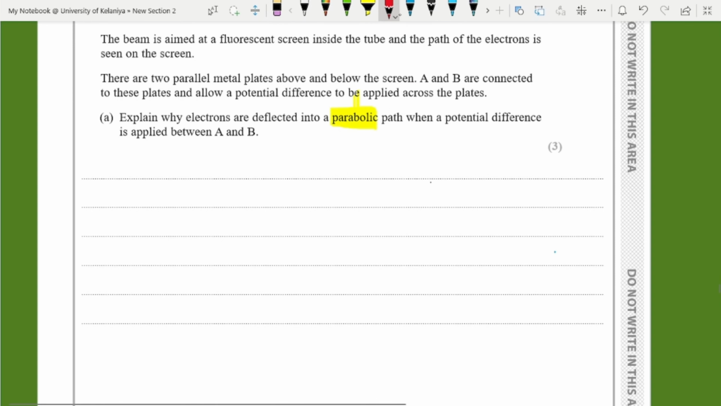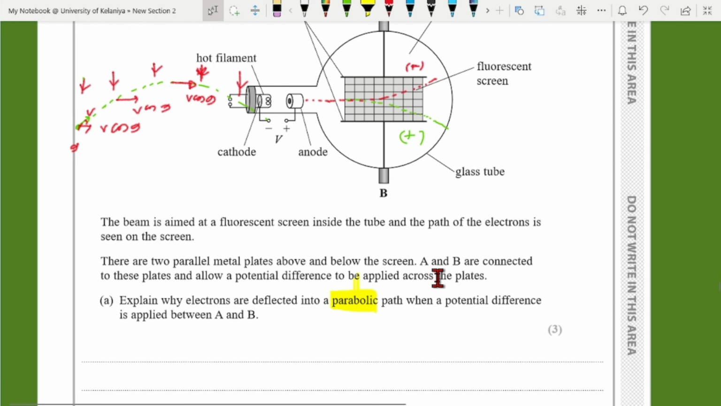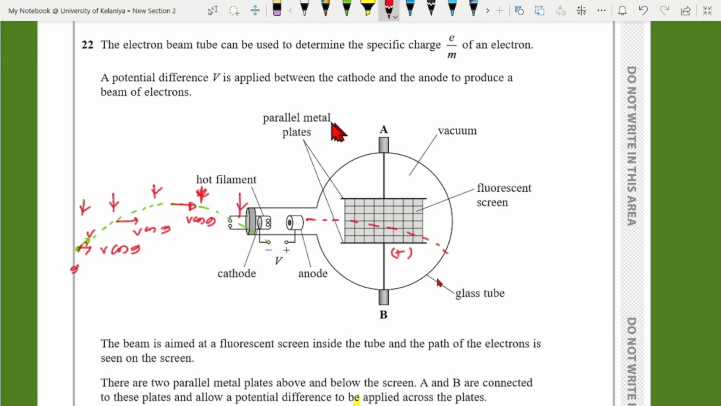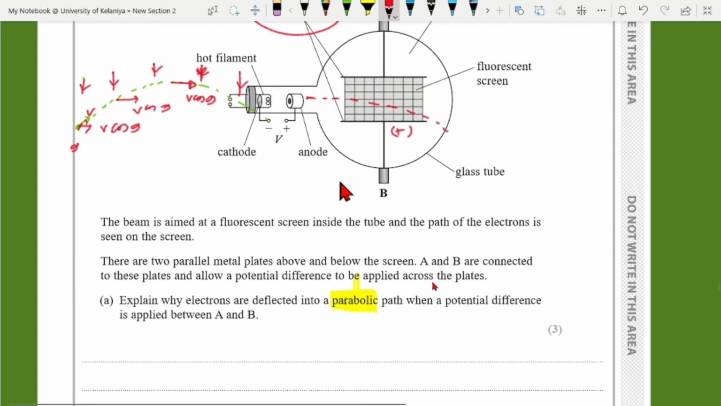In this case, how can we write our answer according to their question? For the sake of argument, I'll take this one because you can easily imagine it, as we already know about projectile motion. I'm going to assume this is our electron beam and this is our positive plate. Each and every time it is in between these parallel metal plates, not in the fluorescent screen, it will experience a force towards down.